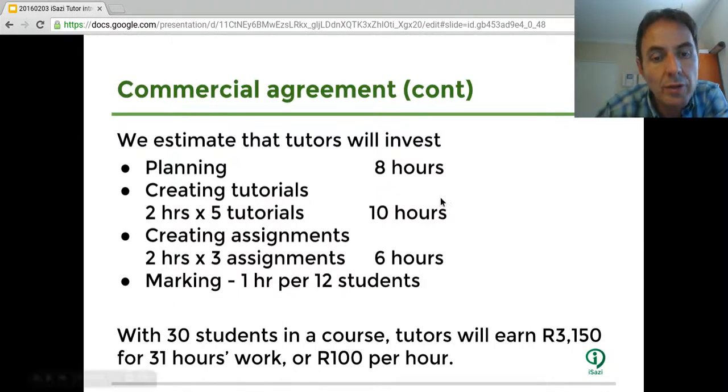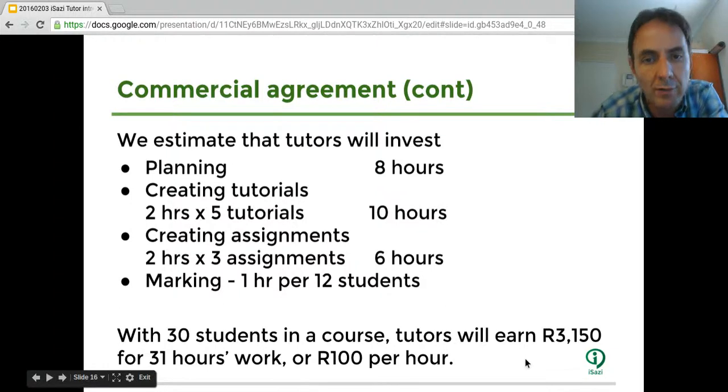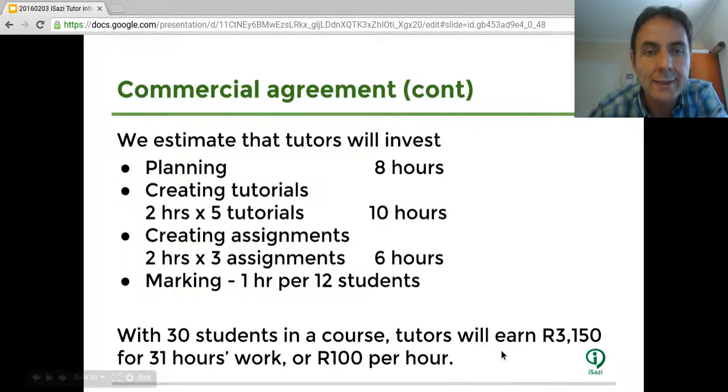So with about 30 students in a course, tutors will earn 3,150 Rand for 31 hours of work. So it's roughly 100 an hour, which is, I think, a good break even. Of course, with more students you'll earn more, because your extra incremental hours will be less.